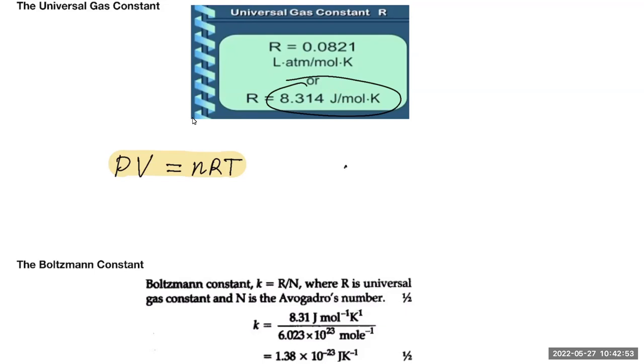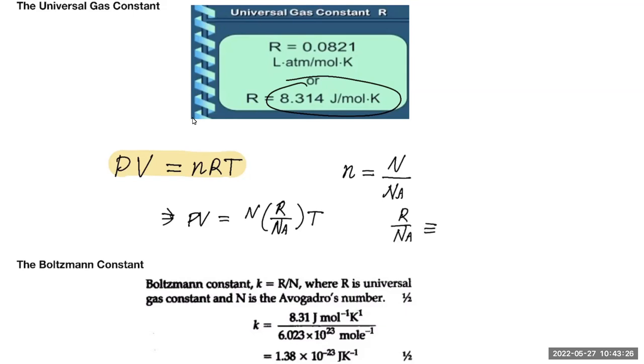I can write n, the number of moles, as the total number of particles divided by the number of particles per mole, which is Na, right? Avogadro's number. So when I do that, I can rewrite this as PV equals the total number of particles divided by Na. Move that Na over here. Then I have T here. Now R is a constant, Na is also a constant. Therefore, R over Na is a constant.